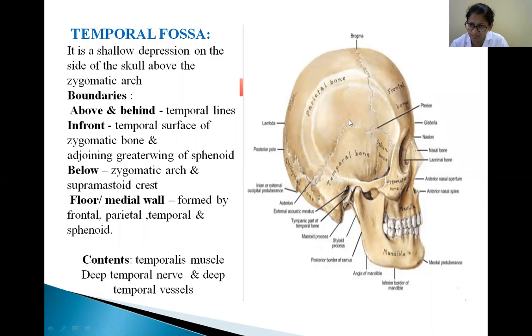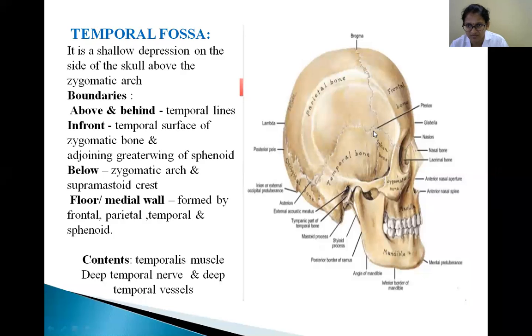Next, coming to the medial wall or floor. This medial wall or floor is formed by four bones: frontal bone, parietal bone, temporal bone, and greater wing of the sphenoid. All these four bones fuse together and meet at a point. This point is called the pterion. This pterion point is important for surgery.